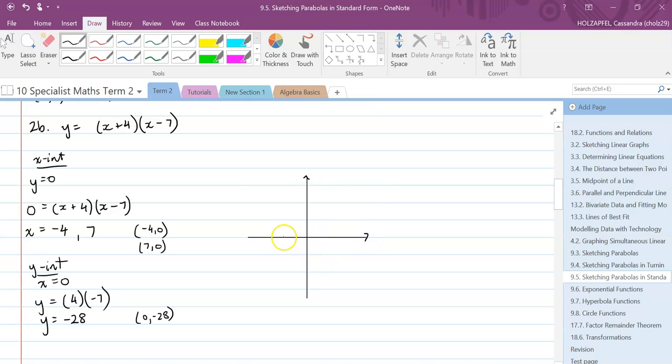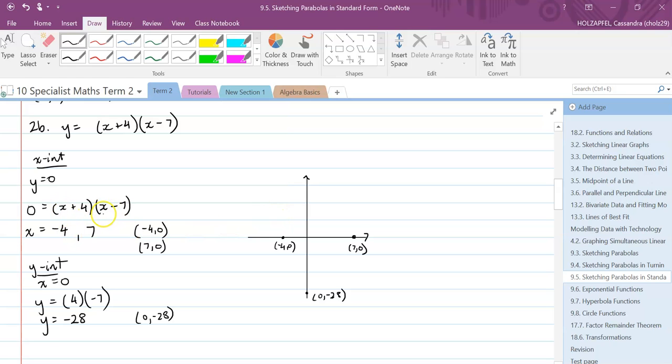And again, this is just going to be a pretty quick sketch. So we've got one at (-4, 0), and I'm just making sure that I label this. I've got one at (7, 0). And then I've got one point down at (0, -28). And again, this is just going to be a pretty rough sketch.